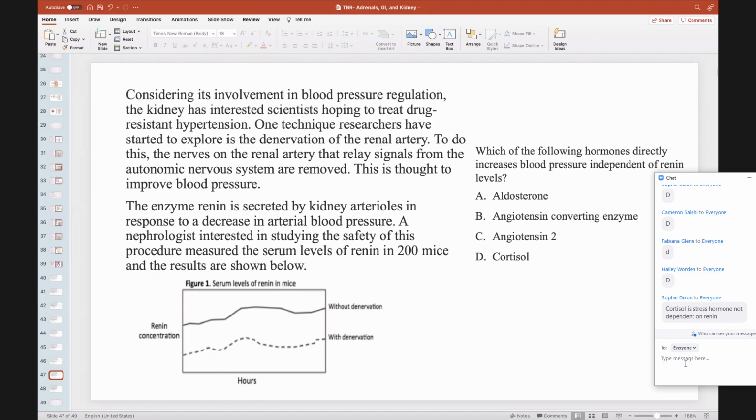We haven't learned much about cortisol. We'll talk about cortisol in the endocrine lecture, but it is a stress hormone and can directly cause an increase in blood pressure. And it is not related to our renin angiotensin aldosterone pathway. So for this one, the answer is D. For those of you who answered, you got it right.